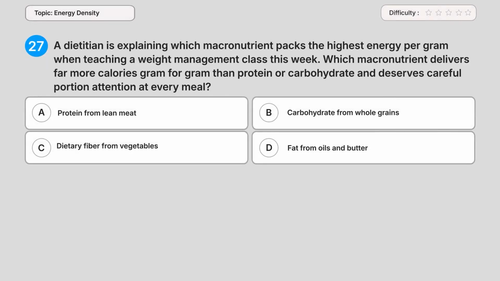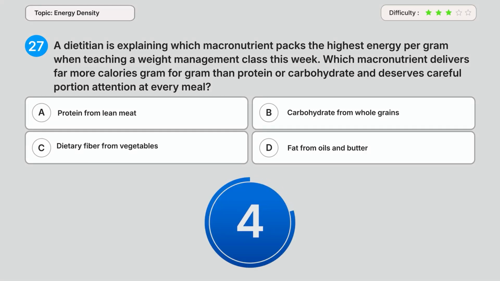27. A dietitian is explaining which macronutrient packs the highest energy per gram when teaching a weight management class this week. Which macronutrient delivers far more calories gram for gram than protein or carbohydrate and deserves careful portion attention at every meal? A. Protein from lean meat. B. Carbohydrate from whole grains. C. Dietary fiber from vegetables. D. Fat from oils and butter. Can you guess the answer?